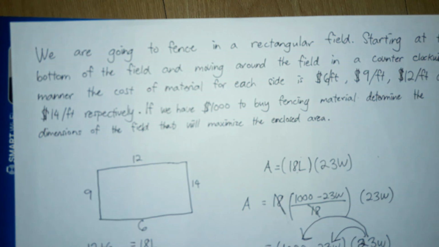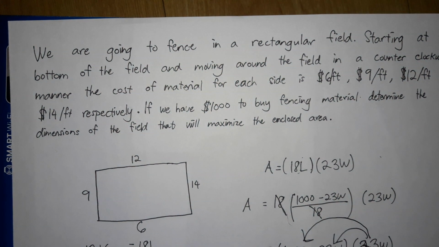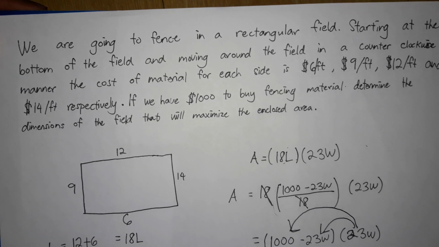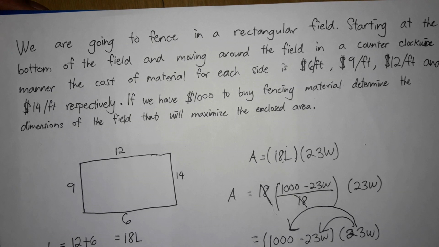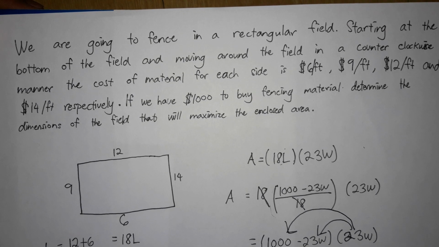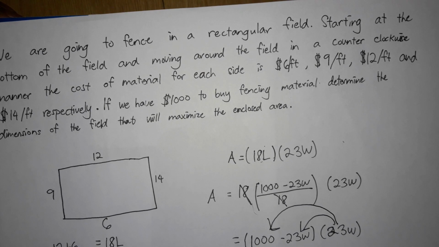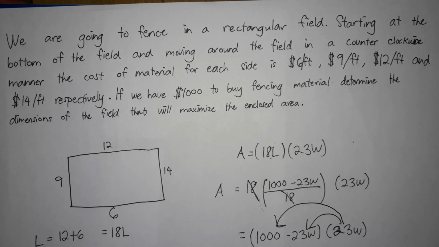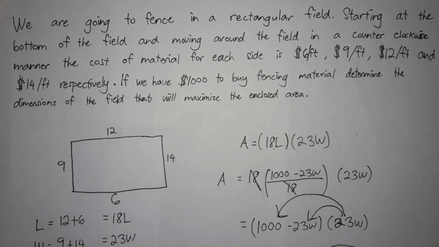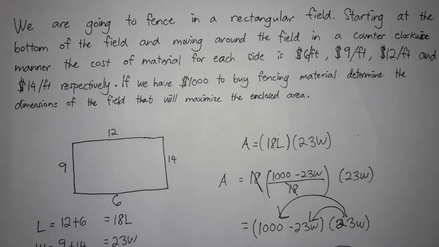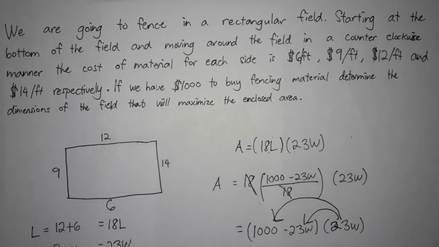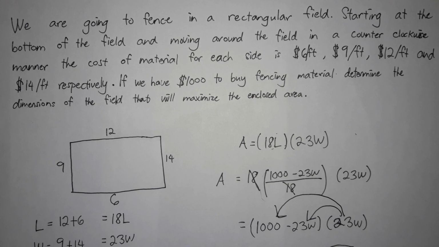So we have here this problem. We are going to fence in a rectangular field, starting at the bottom of the field and moving around the field in a counterclockwise manner. The cost of material for each side is $6 per foot, $9 per foot, $12 per foot, and $14 per foot. If you have $1,000 to buy fencing material, determine the dimensions of the field that will maximize the enclosed area.